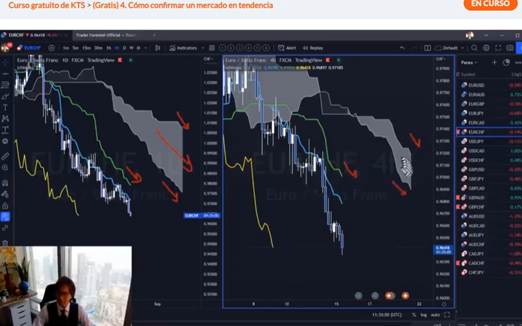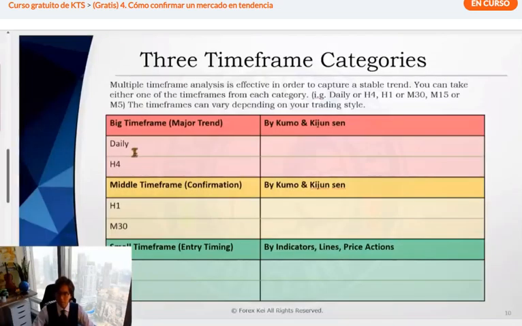If you compare the Kumo thickness and length on both time frames, the daily Kumo looks much bigger than the 4-hour. So that's why I will take the daily to follow. And then let's talk about the confirmation part. The daily is down, so let me do it step by step. The daily is down right now.